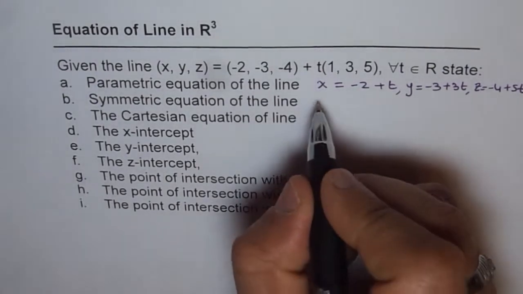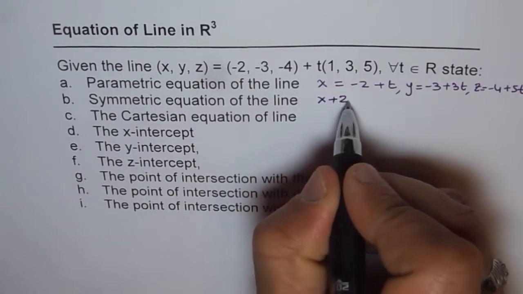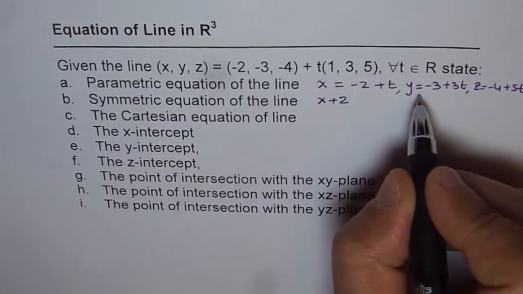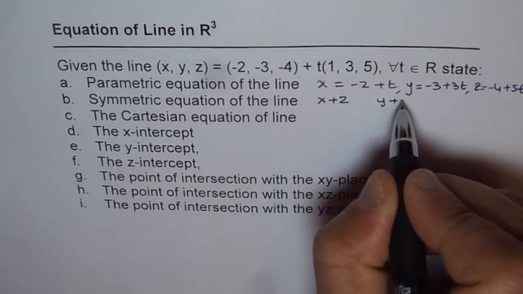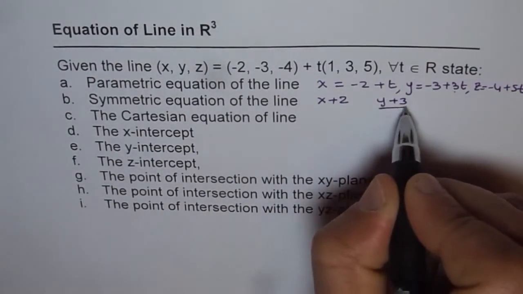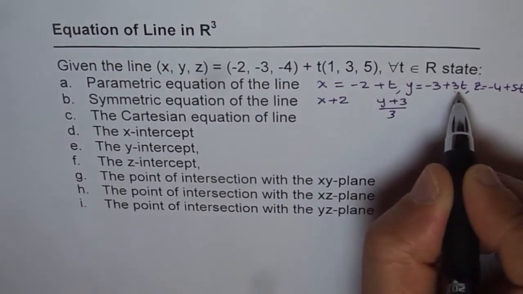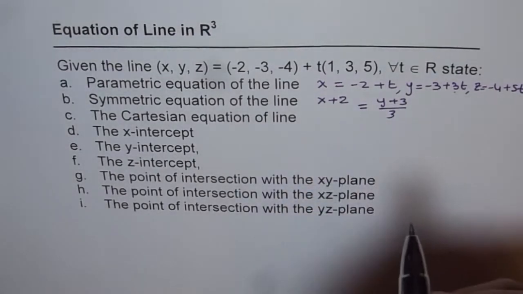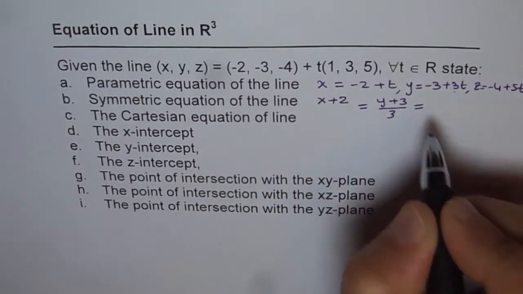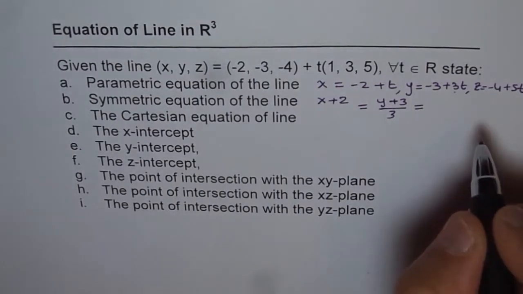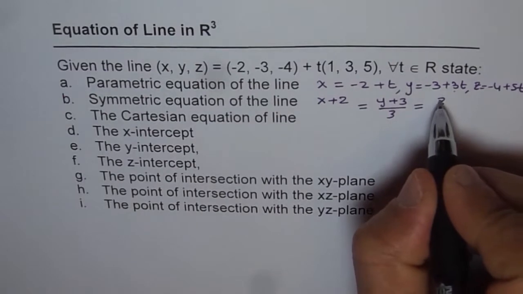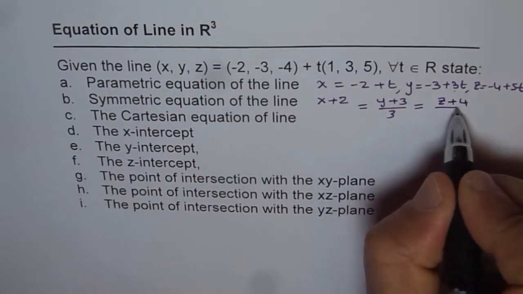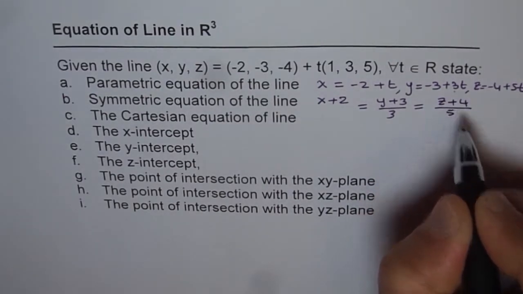So when you isolate t, you get x plus 2 here, and when you isolate t from this, you get y plus 3 divided by 3. Now both are equal to the parameter t, so both should be equal, right? So that is the concept of converting one form which is parametric into symmetric. And for z, it is z plus 4 divided by 5.